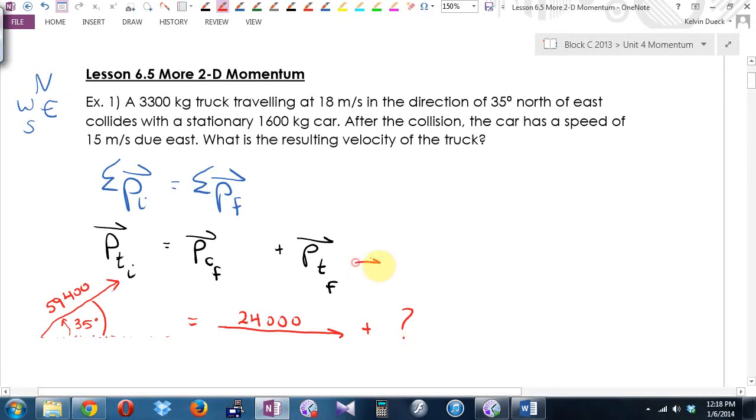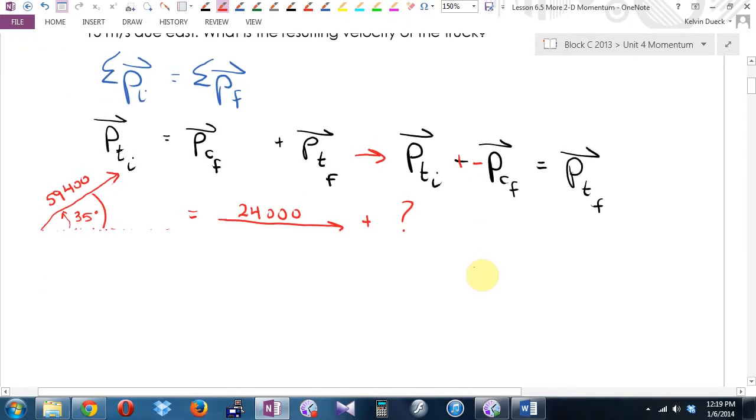I should have said, this is going to be truck initial, take away car final. That's going to give me truck final. Okay? I think this is what I can use, except now I'm going to go like this. Right? Add the opposite. So I think I can draw a vector triangle. My vector triangle, this plus this, tip to tail, is going to give me my final truck. You okay with me? This is tough.